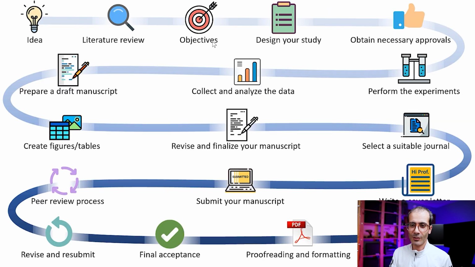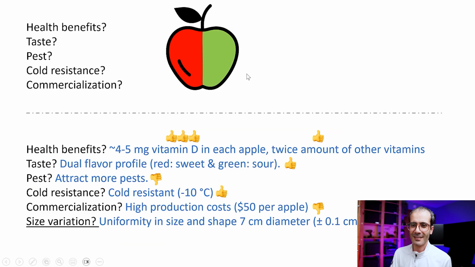Now, if you go to the chart we had from idea to publication, we are here in the objective section, right? So now you have to design your study, get the approval if needed, and let's say we have done all of these. Now we want to perform the experiments, right? And we do that, and now we have the results. Now I'm going to show you some imaginary results that we have, right? Okay, let's go to the next step.